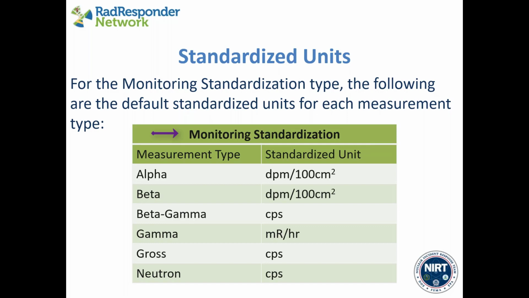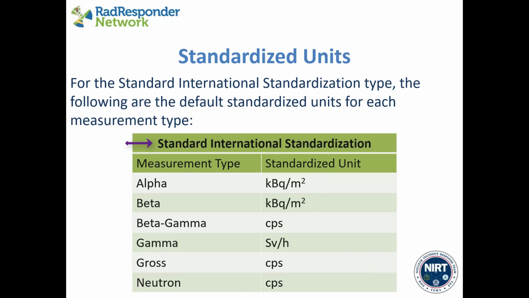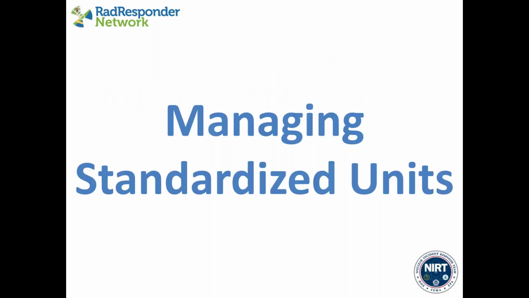And same goes for the monitoring standardization type. Again, you have the measurement types of alpha, beta, beta gamma, gamma, gross, neutron, and the corresponding default standardized units. And for the standard international standardization type, the following are the default standardized units for each measurement type. Now, we went over the default units for each standardization type and measurement. However, you can manage these standardized units.